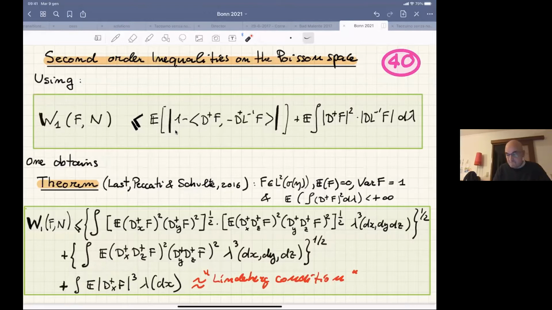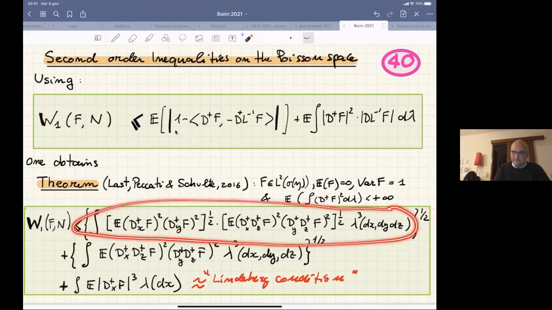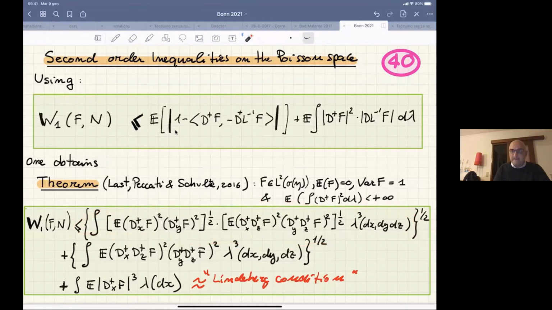So once again, the expression is a bit complicated to read, but the important point is that by doing so, we have eliminated the L-1. The L-1 operator that was there before has disappeared from the picture, and all the expressions here have a clear geometrical interpretation that makes them amenable to analysis.